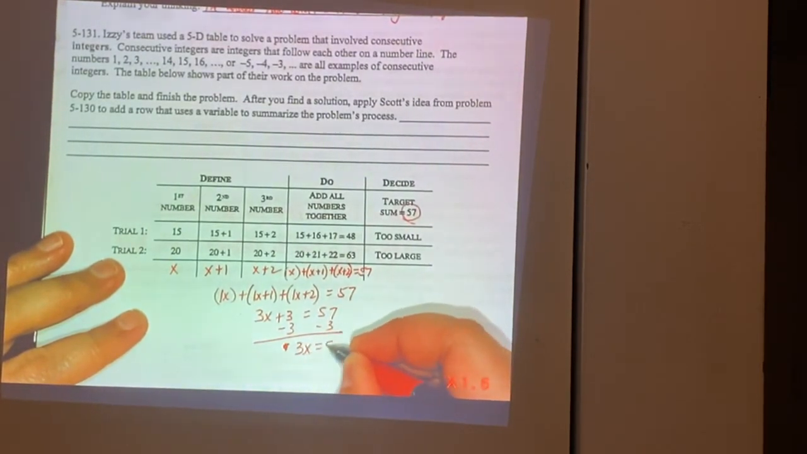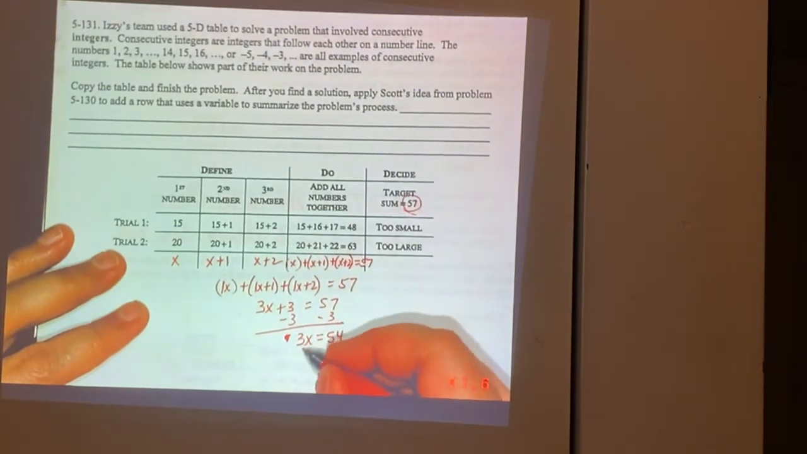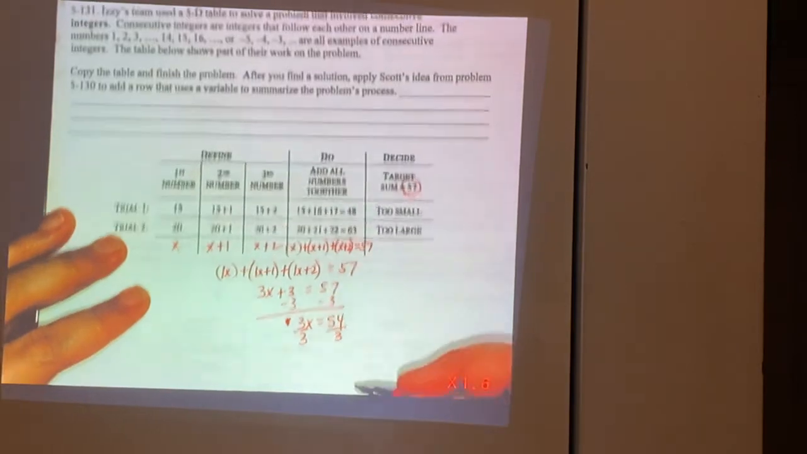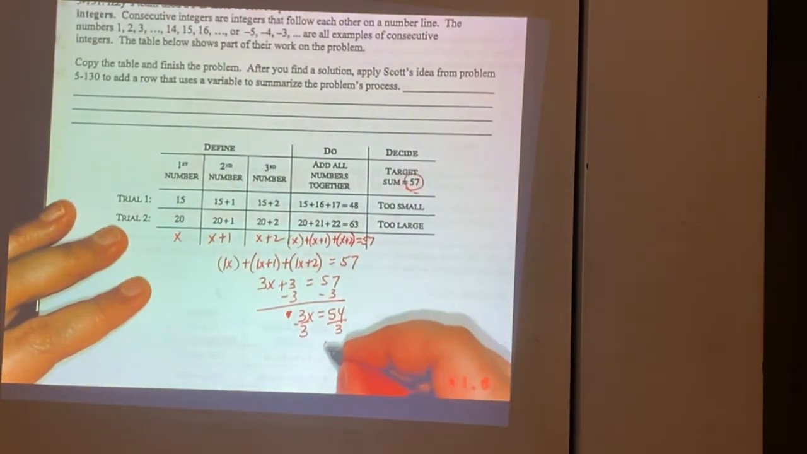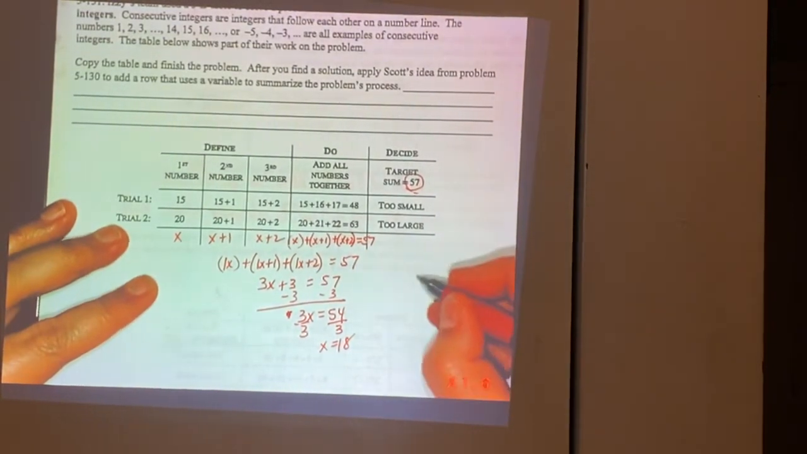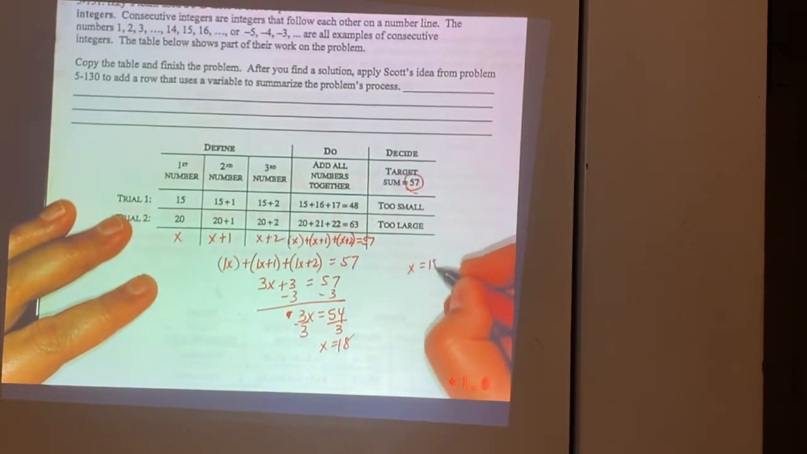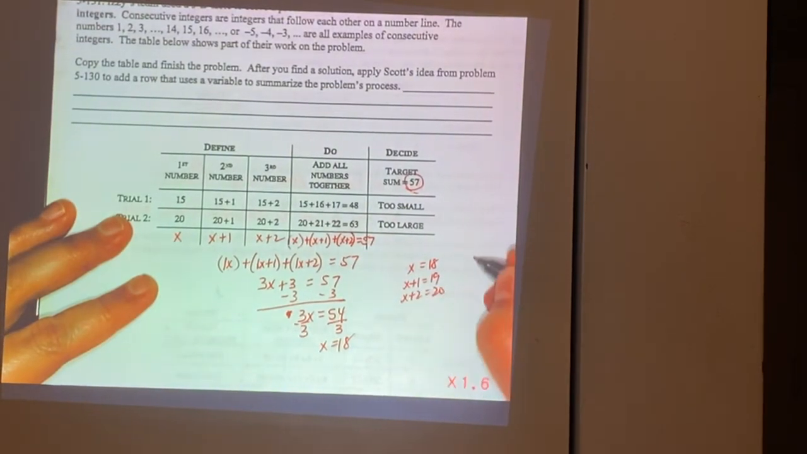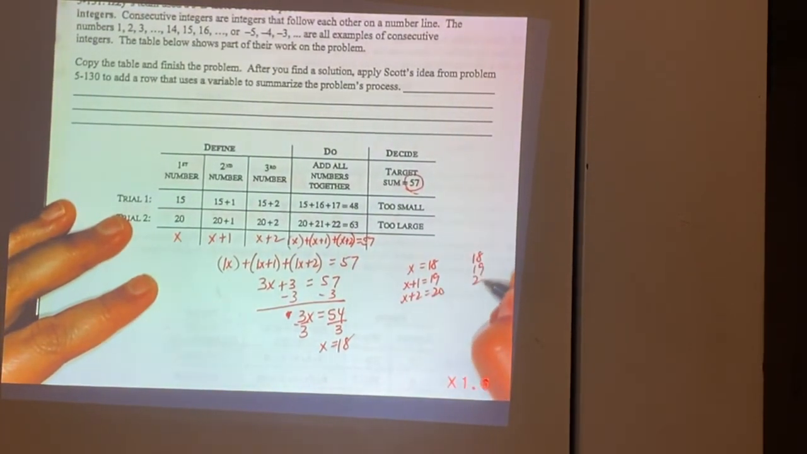3x equals 54. Then we'll divide by 3 because that's the opposite of multiplying by 3. And x will equal 18. Alright, so let's check it. If x equals 18, then x plus 1 will equal 19, and x plus 2 will equal 20. What's 18, 19, and 20? When you add them, that's 17, carry the 1, 2, 3, 4, 5, 57, check.